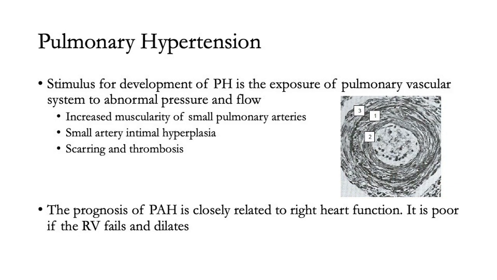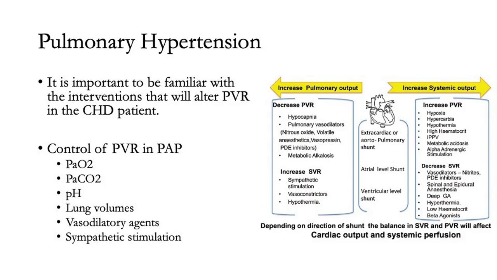The prognosis of pulmonary hypertension is closely related to right heart function. It is poor if the right ventricle fails and dilates. It is important to be familiar with the interventions that will alter PVR in the CHD patient, as alterations in PVR are an important determinant of shunting.